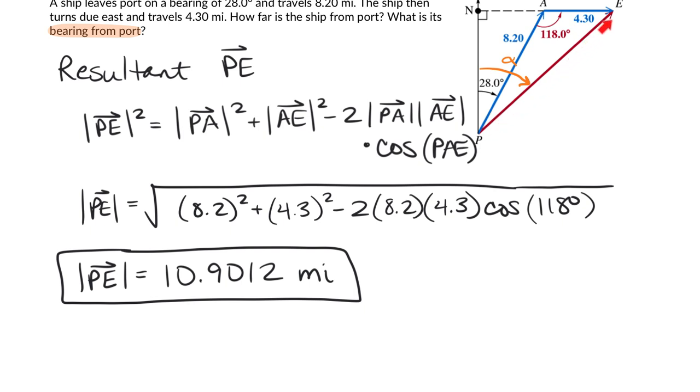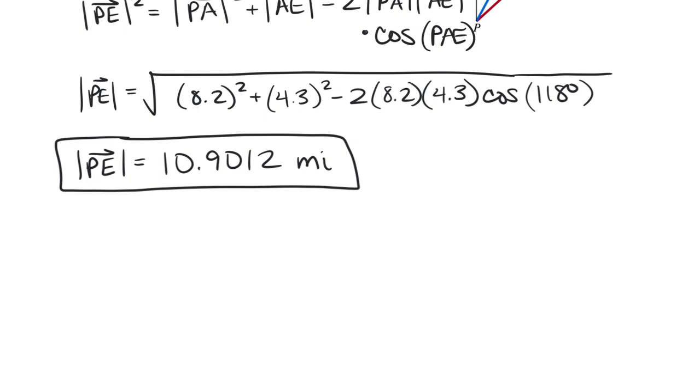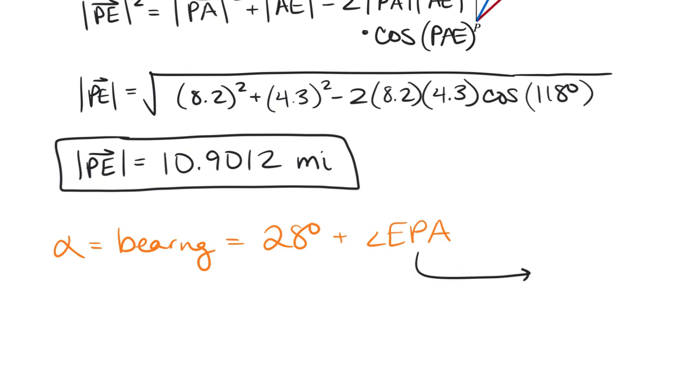EPA. We need to find the angle E to P to A. Because we already know the angle from north to P to A is 28 degrees. So if we find this one, we can just add them together. Easy peasy. So if we're finding alpha, which is our bearing, we said it would be nice to do 28 degrees that we already know plus angle EPA. So we need to take a second. We need to figure out what angle EPA is. Sidebar.